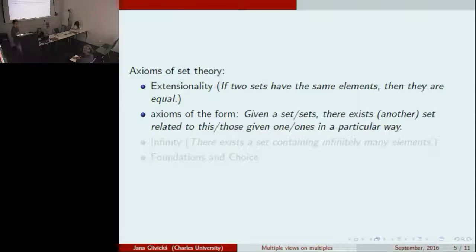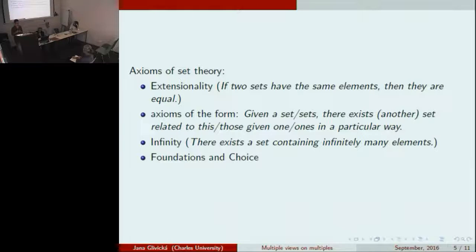Then we have a bunch of axioms of the following form: given a set or collection of sets, there exists possibly another set related to the given one in a particular way. An example of this would be the Axiom of Pairing, which says if I have a set, let's say B, and a set C, then there is a set, let's say A, to fit the previous example, such that its only elements are the sets B and C. So if I have two elements, I can pair them together and obtain another set. So, a bunch of axioms of this form. Then we have the axiom of infinity, which basically says that there exists a set that contains infinitely many other sets. And we have two axioms, foundation and choice. I might comment on them if I have time, but I'm not sure about this.